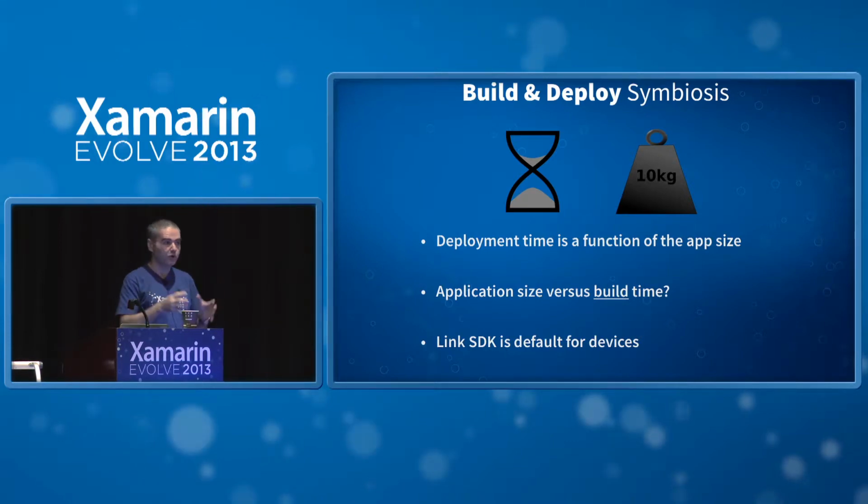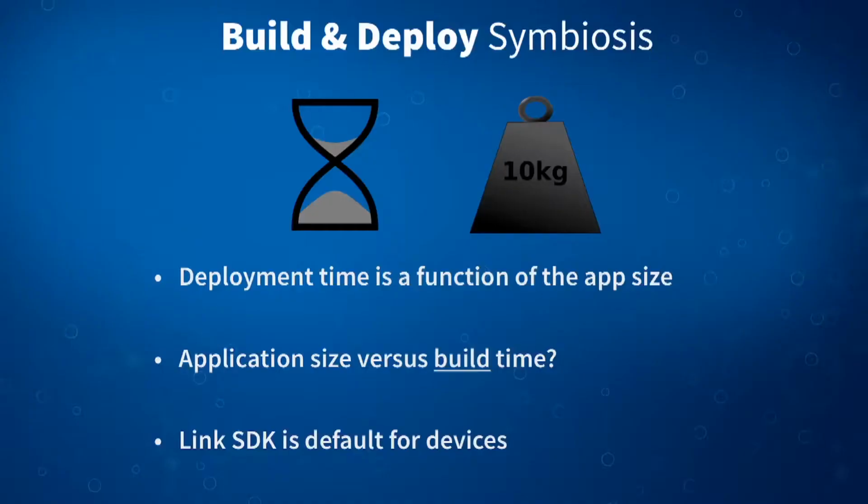If you have smaller code, smaller object files, then the native linker is going to be faster. You're going to have less symbols to generate, a smaller native executable, which deploys faster. That means that saving space has a double payoff. You save build time and you save deployment time. That's why the Link SDK is default for all device builds.